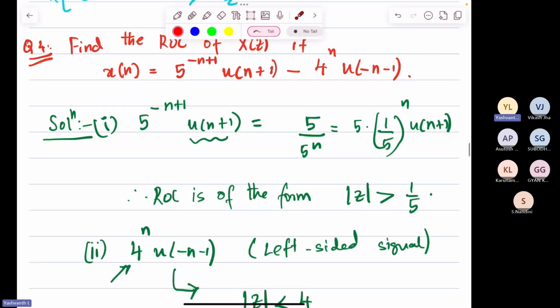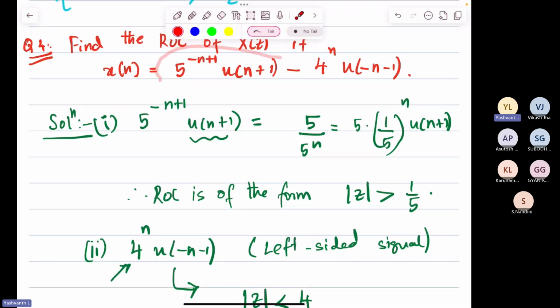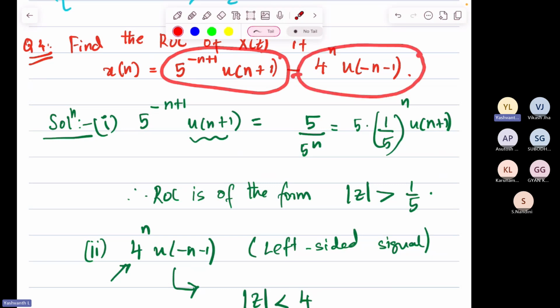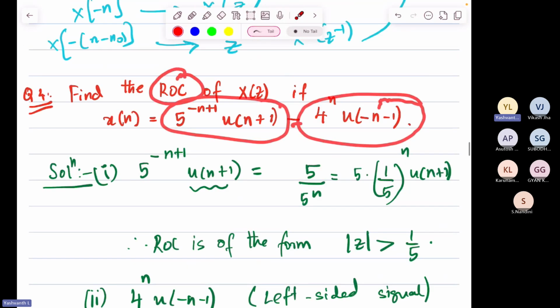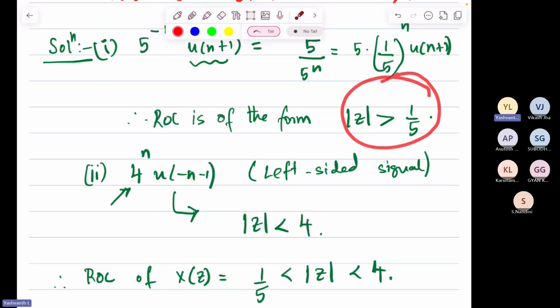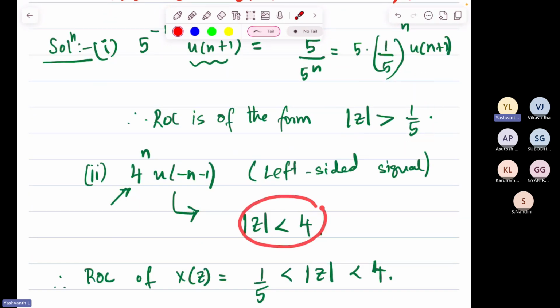Now, apply the linearity property. The Z transform of x of n is nothing but the Z transform of the first term minus the Z transform of the second term. That is not what we are actually interested in. We are only interested in what the ROC is. Now go back to the properties of your ROC. The property says that the ROC is given by the intersection of R1 and R2. That is the common region between mod Z greater than 1 by 5 and mod Z less than 4. Just draw it and see.